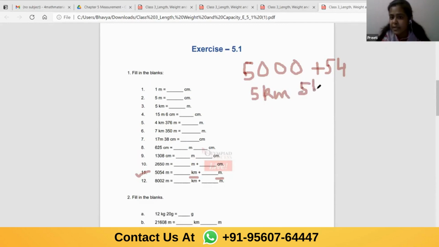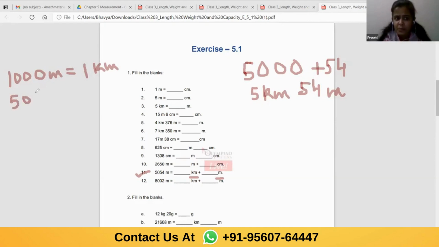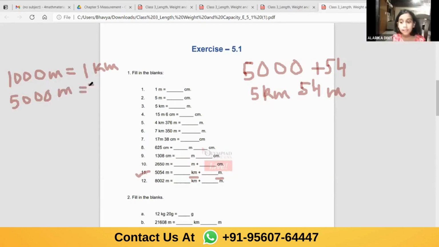When the number is big, split it up in expanded form. Okay, how did I do? 1,000 meters make 1 kilometer. You remember that day I taught you this, that 1 kilometer is equal to 1,000 meters. I'm writing it in the reverse order, in the opposite order. So if 1,000 meters make 1 kilometer, so 5,000 meters will make 5 kilometer. Simple. Making sense? Yes, ma'am.